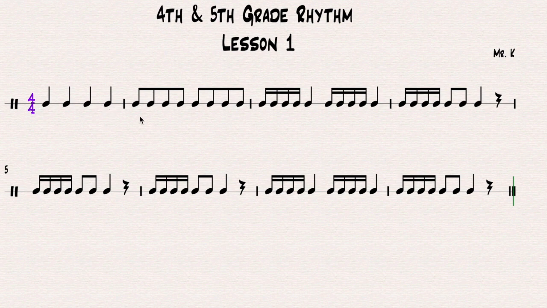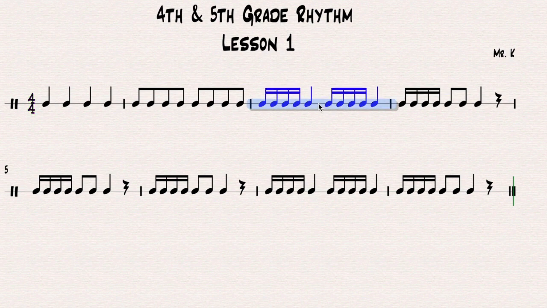Nice. The second measure, all eighth notes. Ready? Count. 1 and 2 and 3 and 4 and. Nice. Let's put those together. First 2 measures. Ready? Count. 1, 2, 3, 4. 1 and 2 and 3 and 4 and.